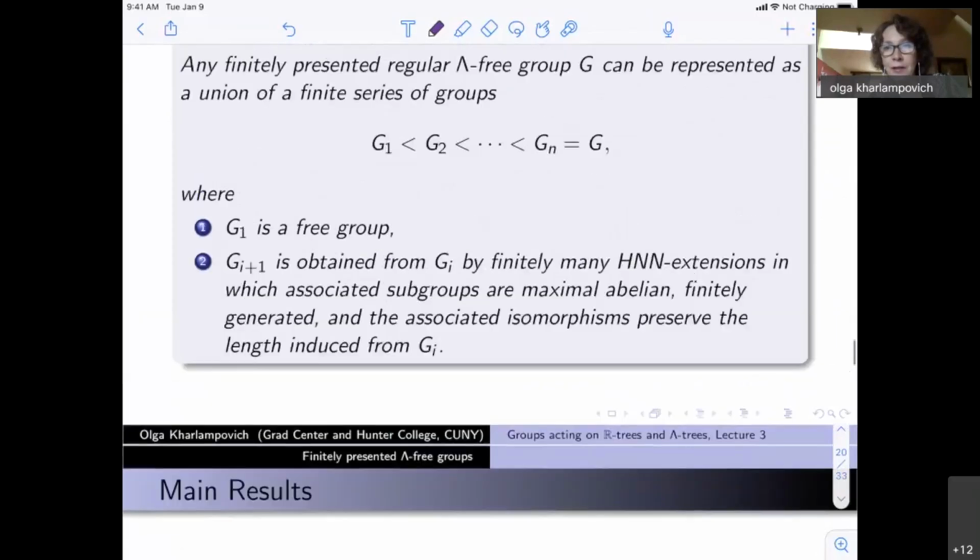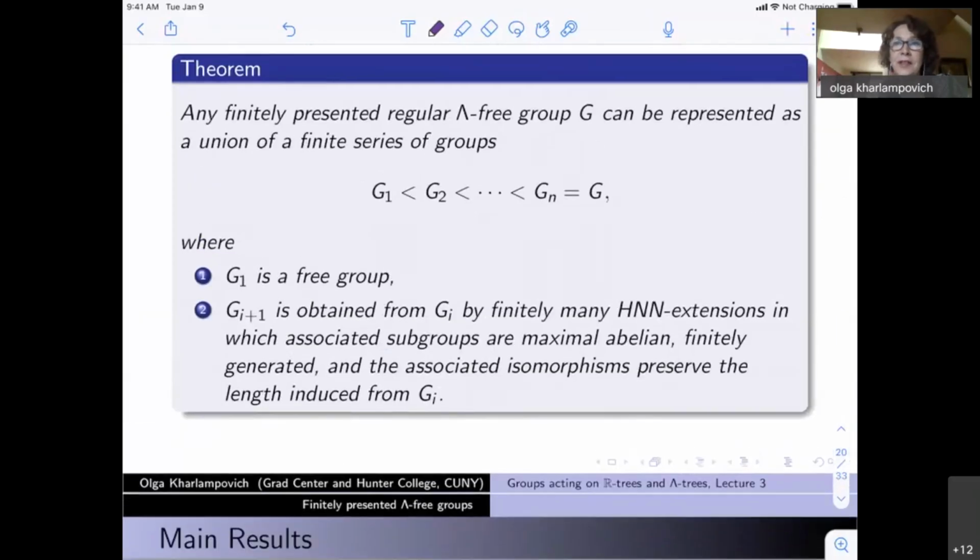So basically the description would be like this. Every finitely presented Lambda-free group, we know that it acts on R^n, and also it is a subgroup of the group obtained by this chain from a free group. It's isometrically embedded into a group like this, a so-called regular Lambda-free group. So that's the best description we have now for finitely presented Lambda-free groups. For finitely generated, the problem is wide open. It's not known what they are.